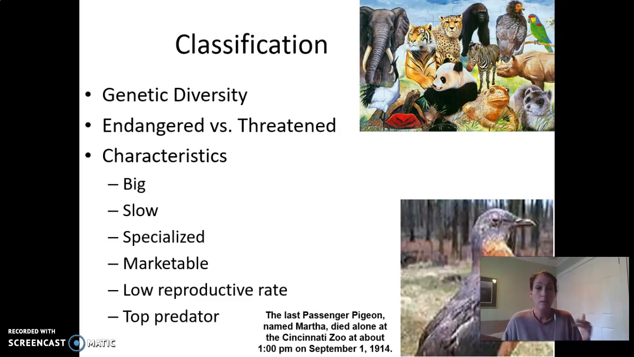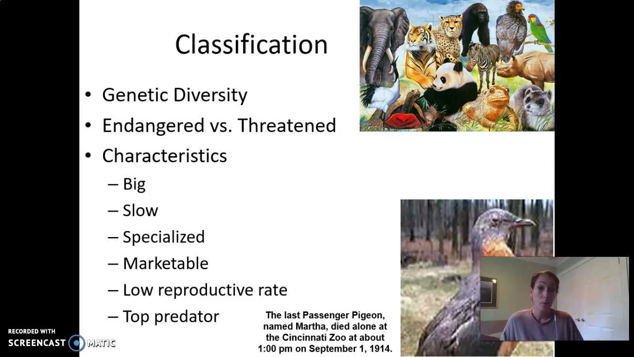Now, we have levels of risk for species. Endangered is much worse than being threatened. If you are a threatened species, then you are at risk of becoming endangered. If you're an endangered species, you're at risk of becoming extinct. Now, there are different characteristics that make you more vulnerable to becoming threatened or endangered.